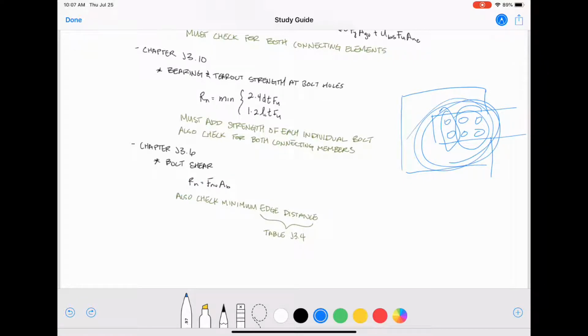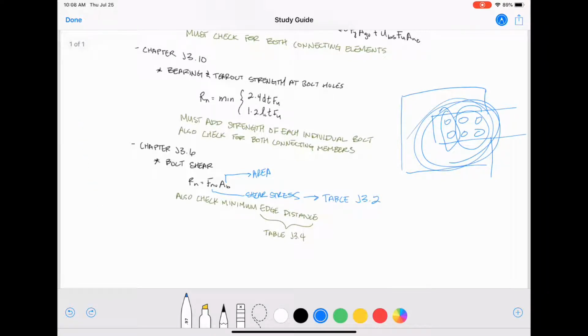But for this bolt shear, this here is going to be the area of the bolt. And this here is going to be your shear stress. And it's an allowable shear stress of the bolt that you're looking at, and that is all tabulated in table J3.2.